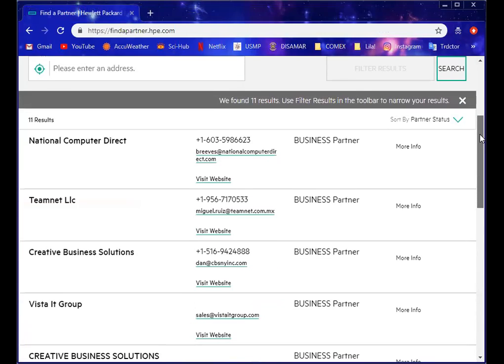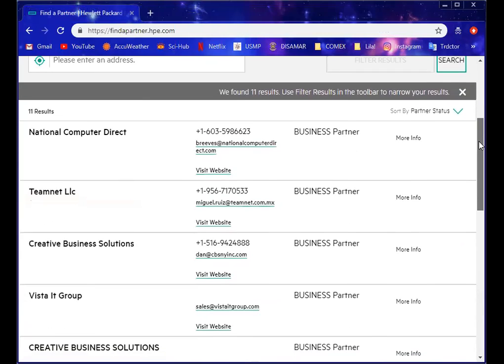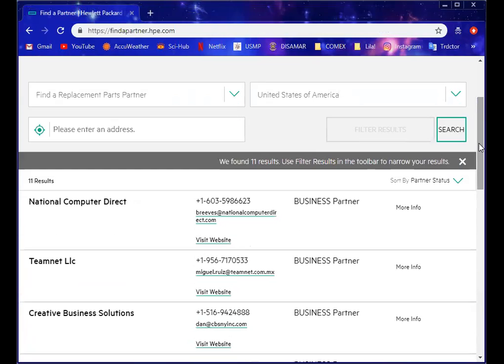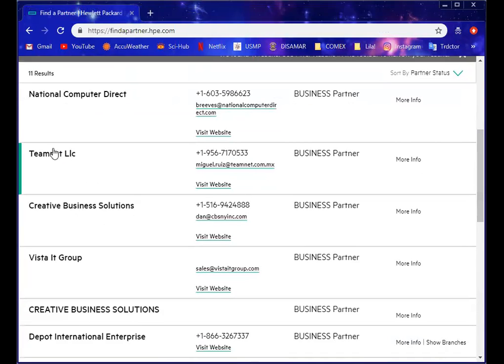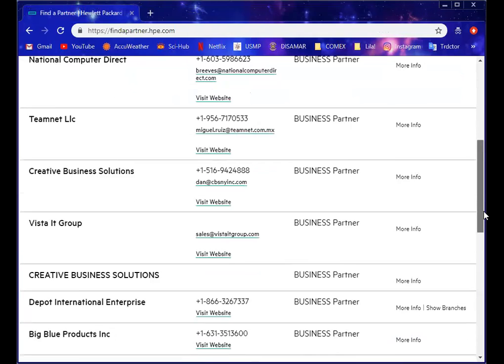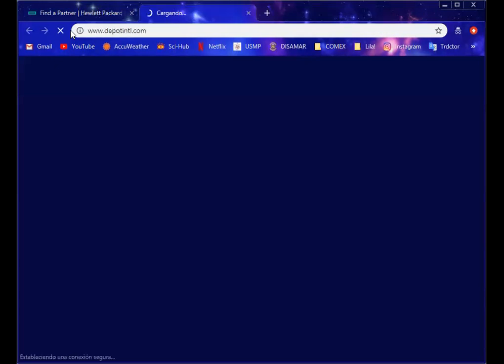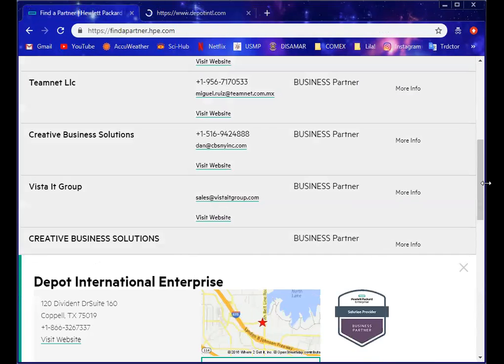And we can check in here all the information. We have some business partners, some companies that are authorized dealers for replacement parts. In this case, we were talking about a keyboard that was a replacement part. So we can just click on one of them, let's say this one, Depot International Enterprise, and we can visit their website. We have in here their phone number to call them.